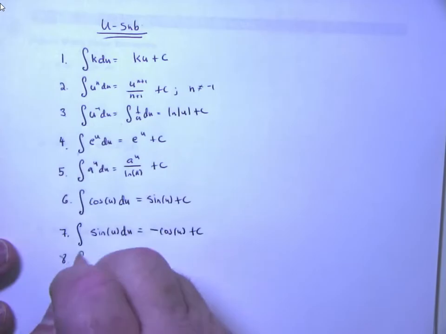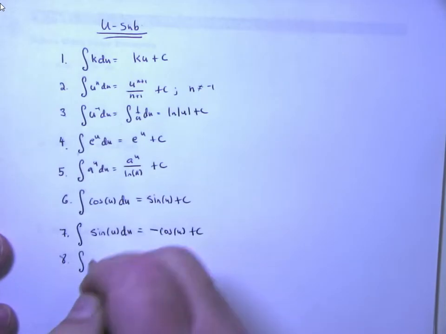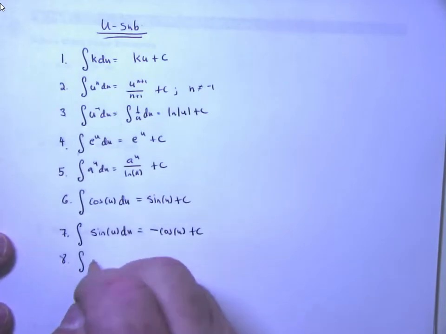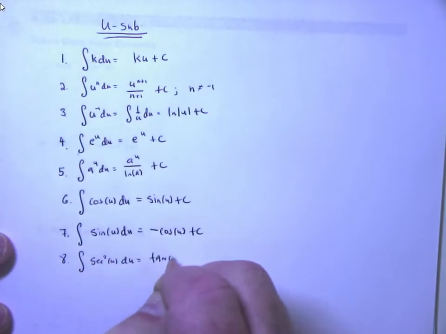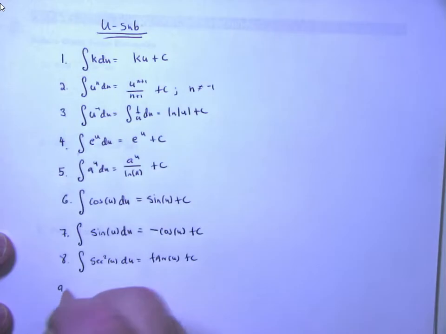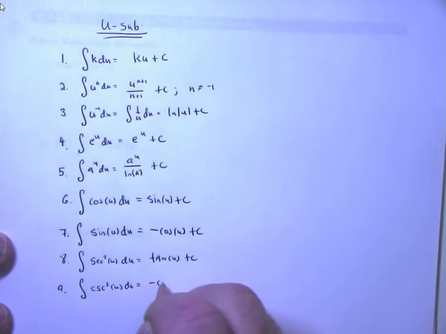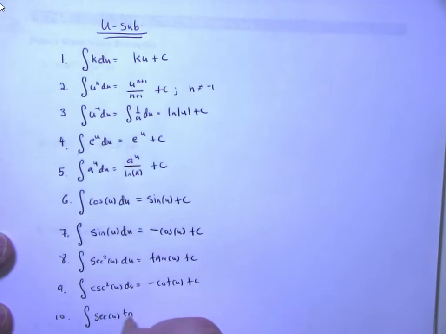Rule number 8, pure memorization. The integral of secant squared of u du is equal to the tangent of u plus c. Rule number 9, the integral of cosecant squared of u du is equal to negative cotangent of u plus c. Rule number 10, the integral of secant of u times the tangent of u du is equal to secant of u plus c.